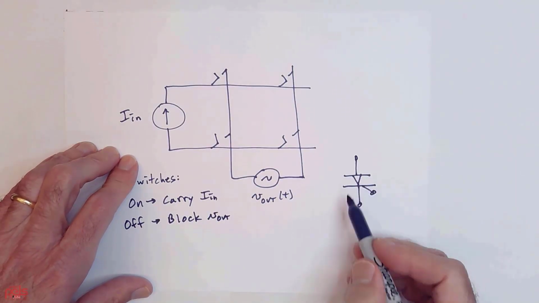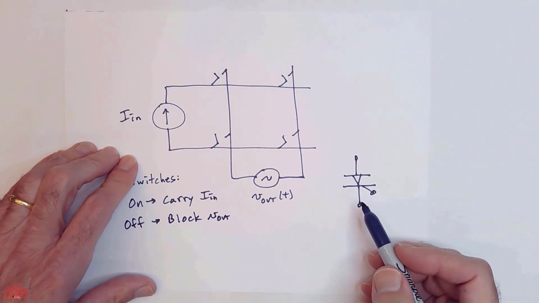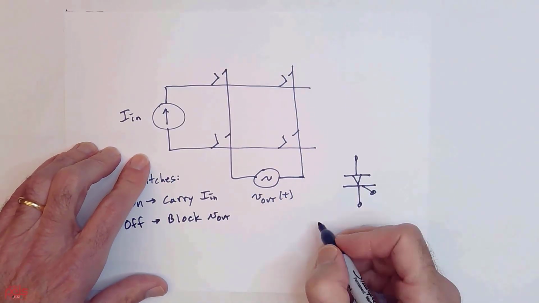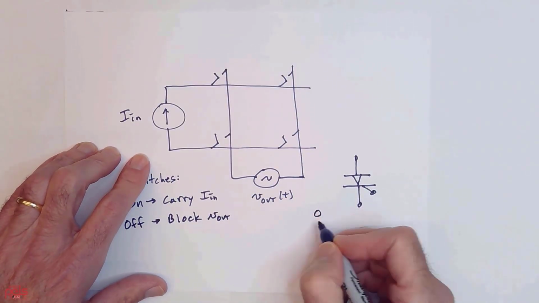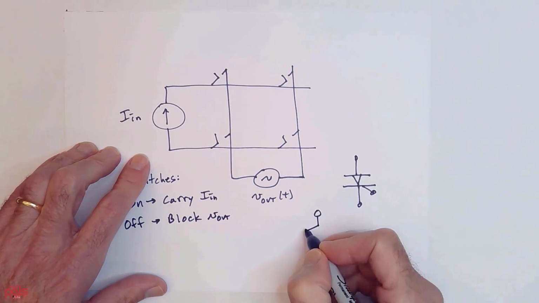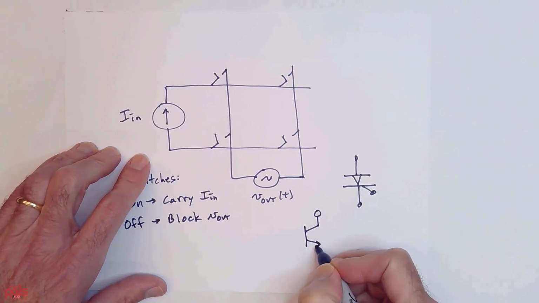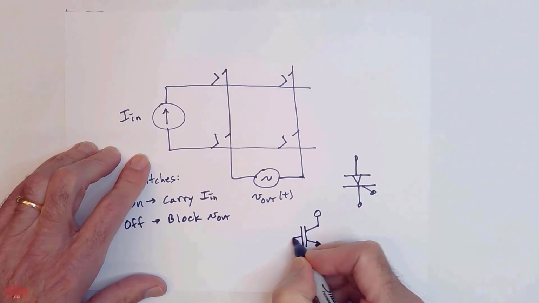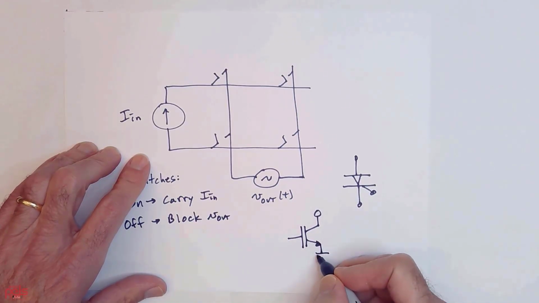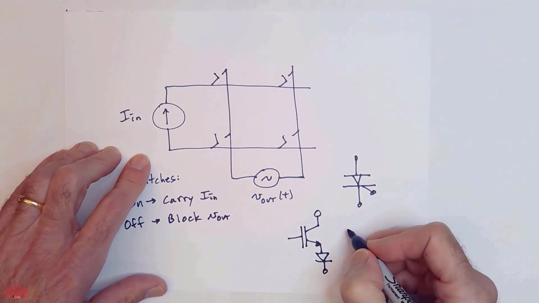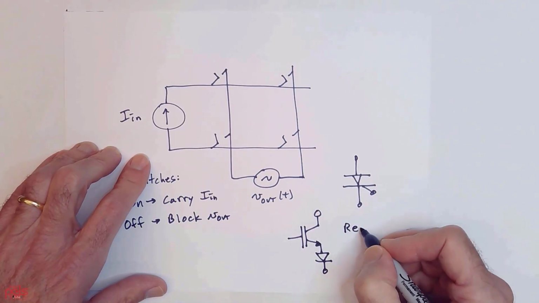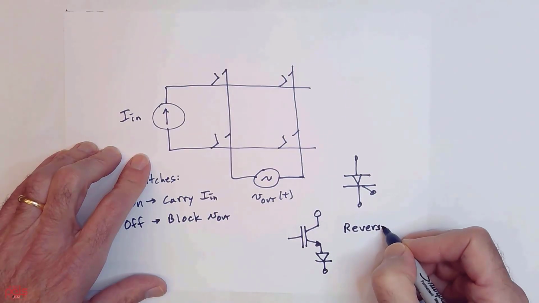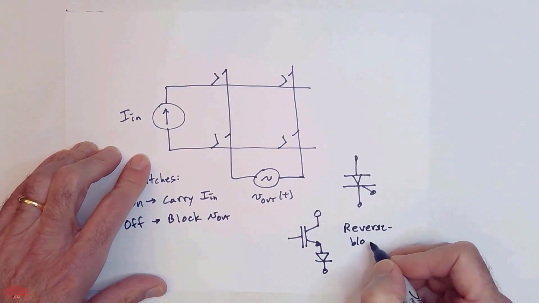So I have a switch now that carries current in one direction and blocks in both directions, looks like that. I can implement that with a GTO. That's a little bit awkward. What most people do today is they try to implement this with an FET or with an IGBT with an explicit series diode. Okay, so there is one example of a reverse blocking switch.